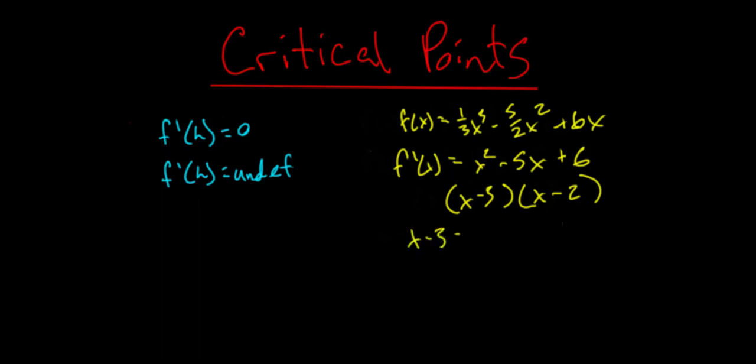So let's set those equal to 0. We have x minus 3 is equal to 0, and x minus 2 is equal to 0. We're going to find that the critical points of our function are at x equals 3 and x equals 2. And we know that these are the critical points because they are defined on our function, and the derivative is equal to 0 at these points.